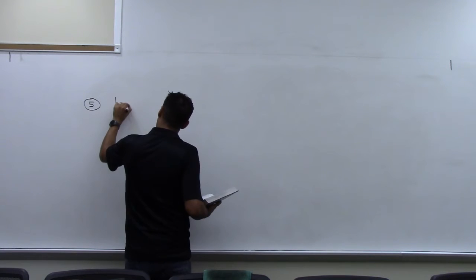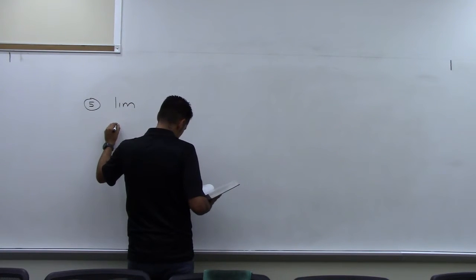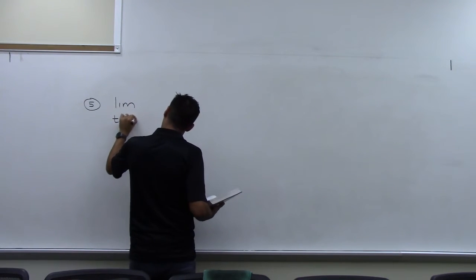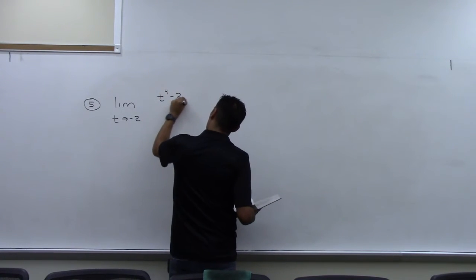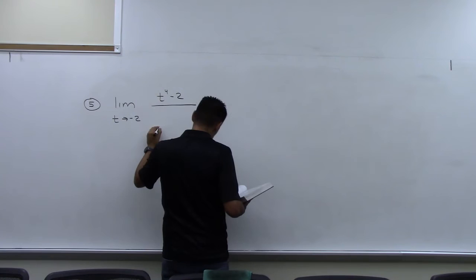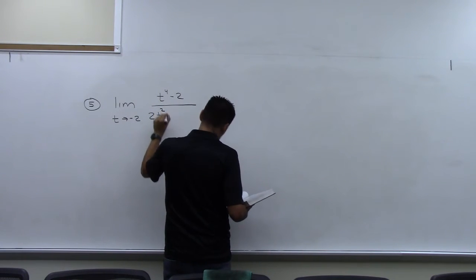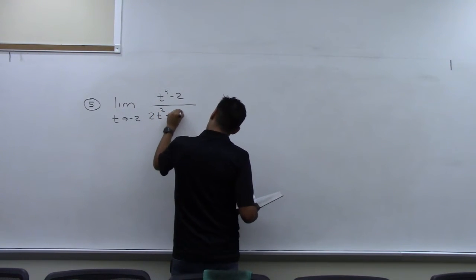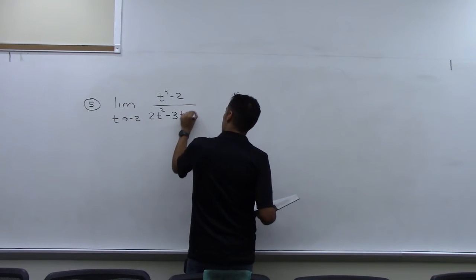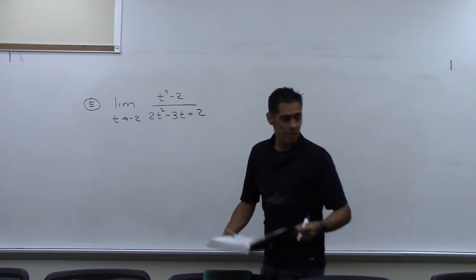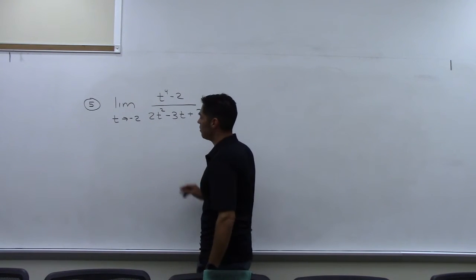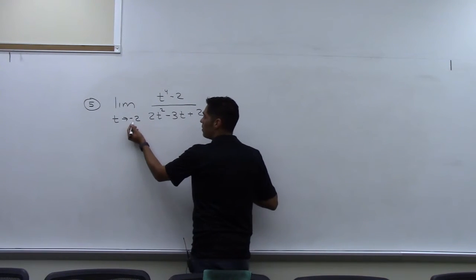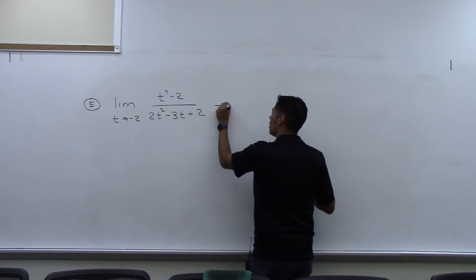So limit as t goes to -2 of t to the 4th minus 2 over 2t squared minus 3t plus 2. All right, so like I do with all limits, I'm just going to try and check to see what happens if I do a direct substitution. If I just replace -2 into all of these, let's see what we get.